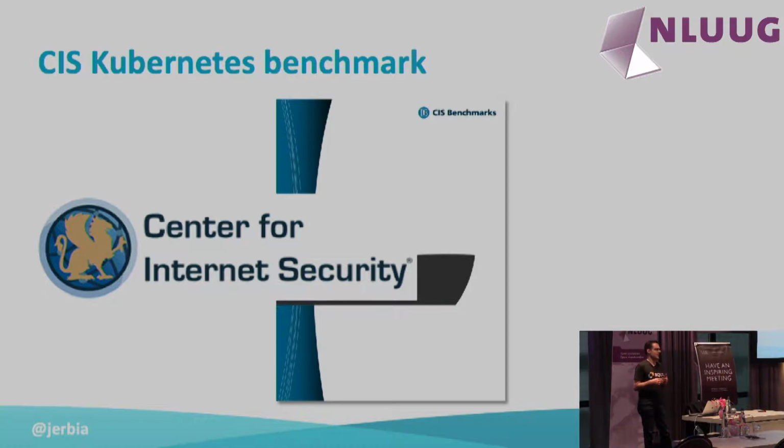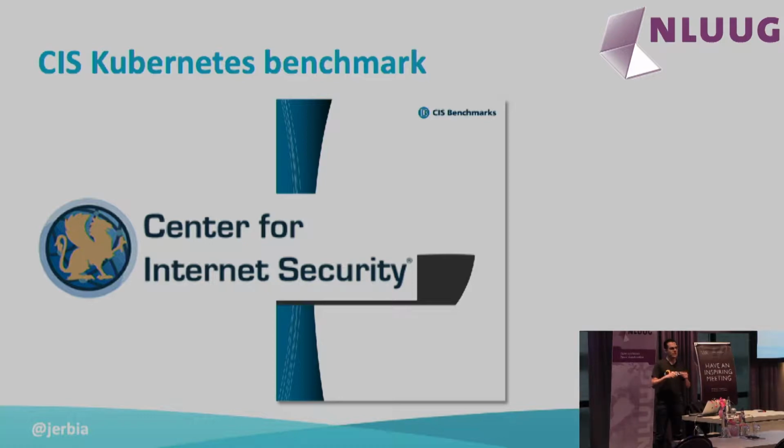It's basically a PDF document of about 100 pages, and it has a lot of checks. They tell you, please do this check, and if you get a specific output of this check, you need to fix it by doing that. So it's a lot of checks to do, and a lot of configurations that tell you how to make your Kubernetes more secure.